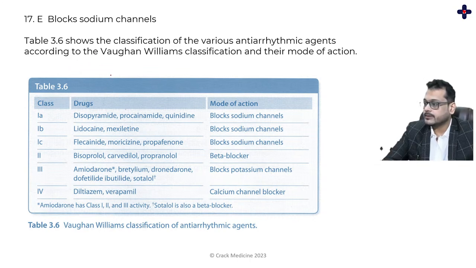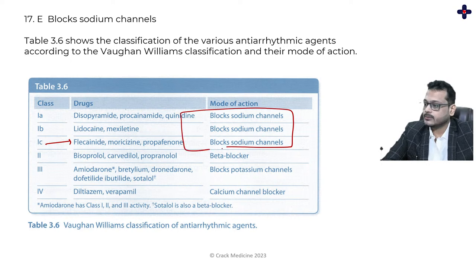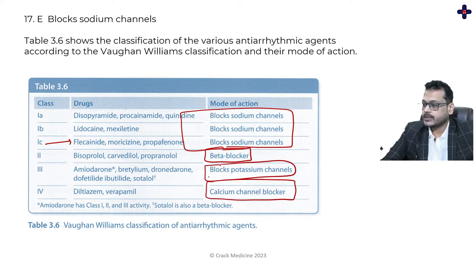So here's the table that basically is your Vaughan-Williams classification of antiarrhythmics and their mode of action. In class 1C, you can see flecainide, and how you will remember that is there is a C in flecainide, right? They are the ones that block your sodium channel. The class 1 agents are your sodium channel blockers. Class 2 are your beta blockers, class 3 are your potassium blockers, and class 4 are your calcium channel blockers, right?